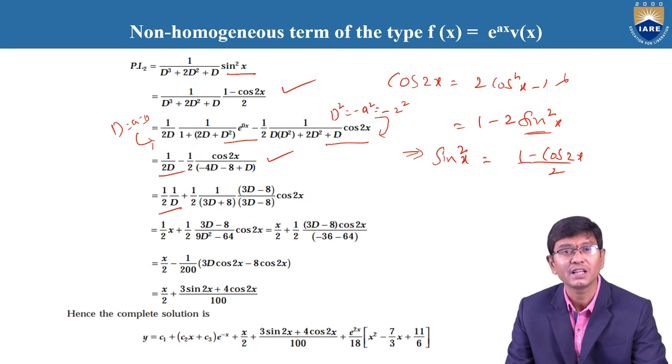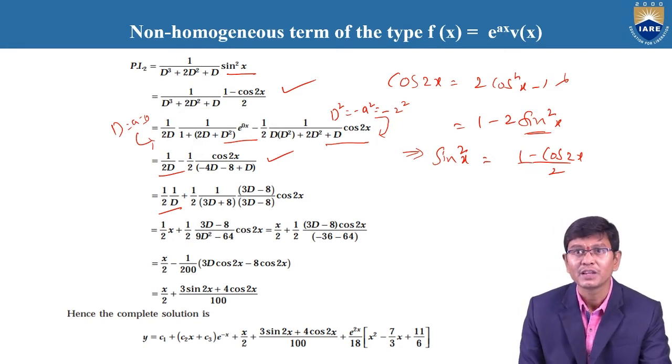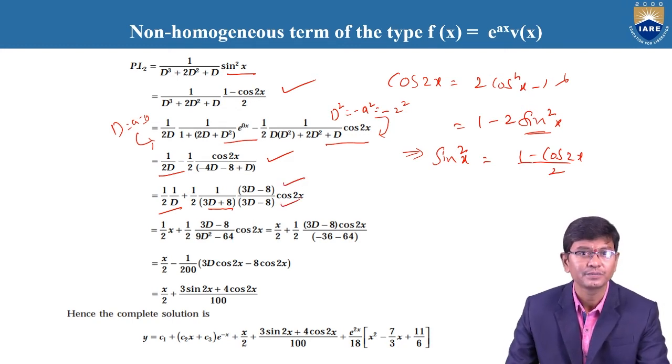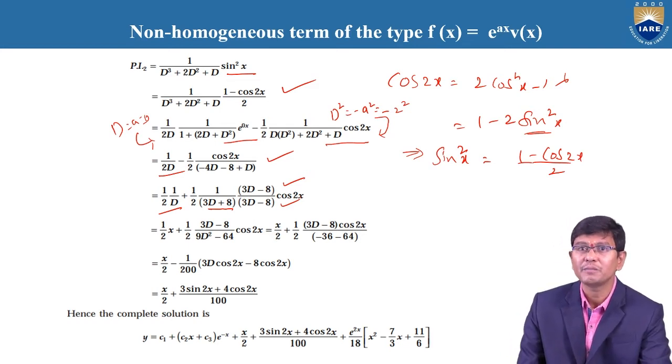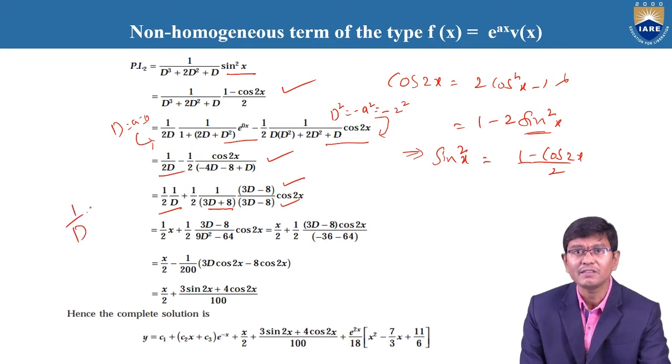Further proceeding by rationalizing with the help of (3D − 8) by (3D − 8), because here the denominator 3D + 8 is available. Therefore we need to rationalize with (3D − 8) by (3D − 8) into cos 2x. For the first part, 1 by D, it does not involve any value, so we consider 1 only. Therefore 1 by D into 1 is the integration of 1 with respect to x, dx, which gives x.